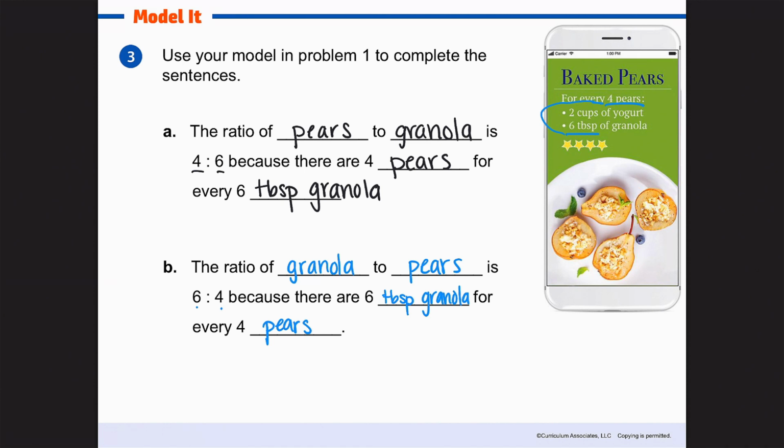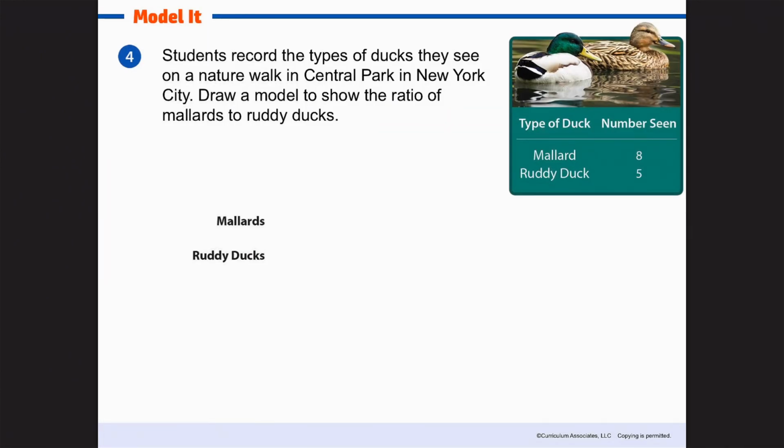Okay. And we're just going to skip that one there. We're going to go ahead and look at this ruddy duck and mallard duck scenario. It says students record the types of ducks they see on a nature walk in Central Park in New York City. Draw a model to show the ratio of mallards to ruddy ducks. So mallards, 8, ruddy ducks, 5.